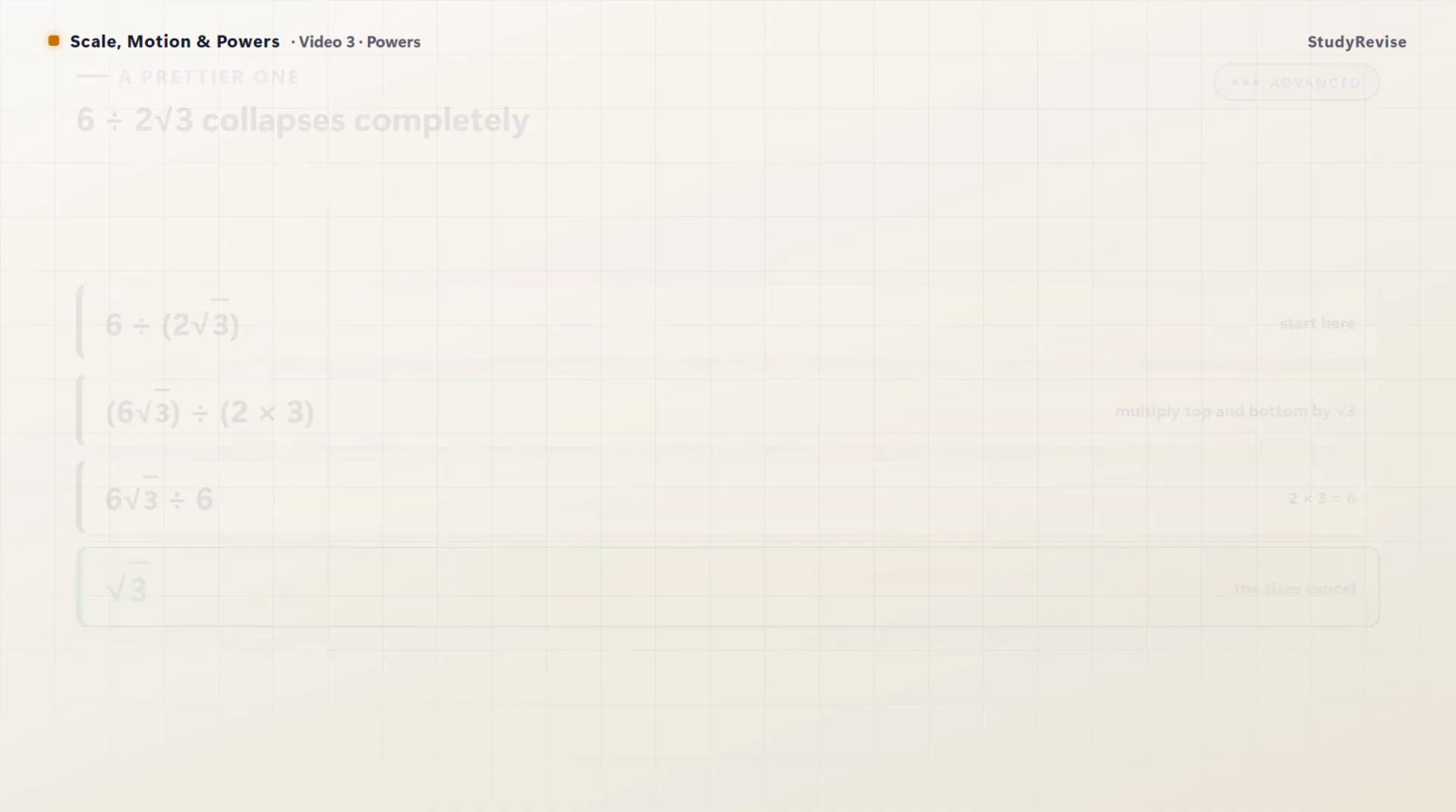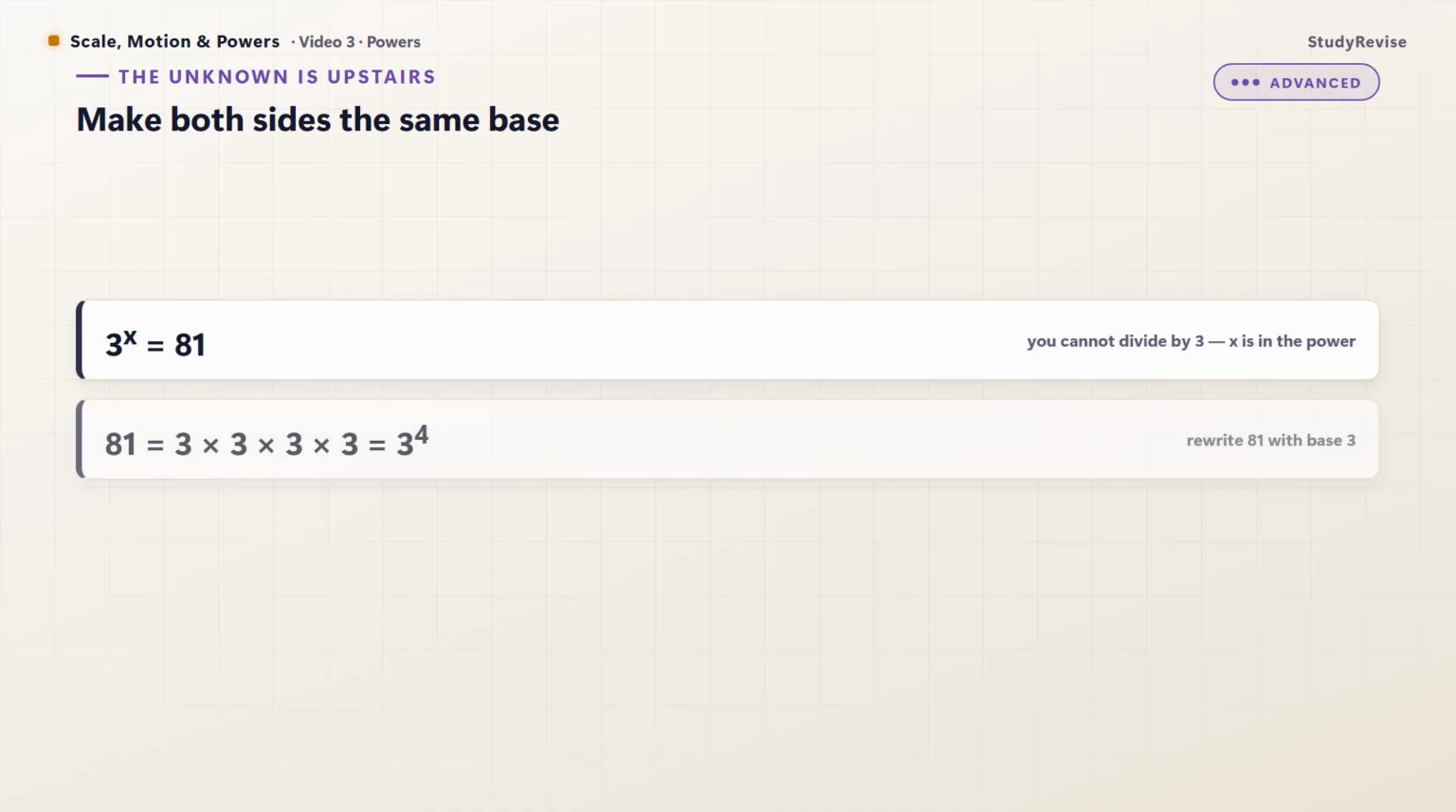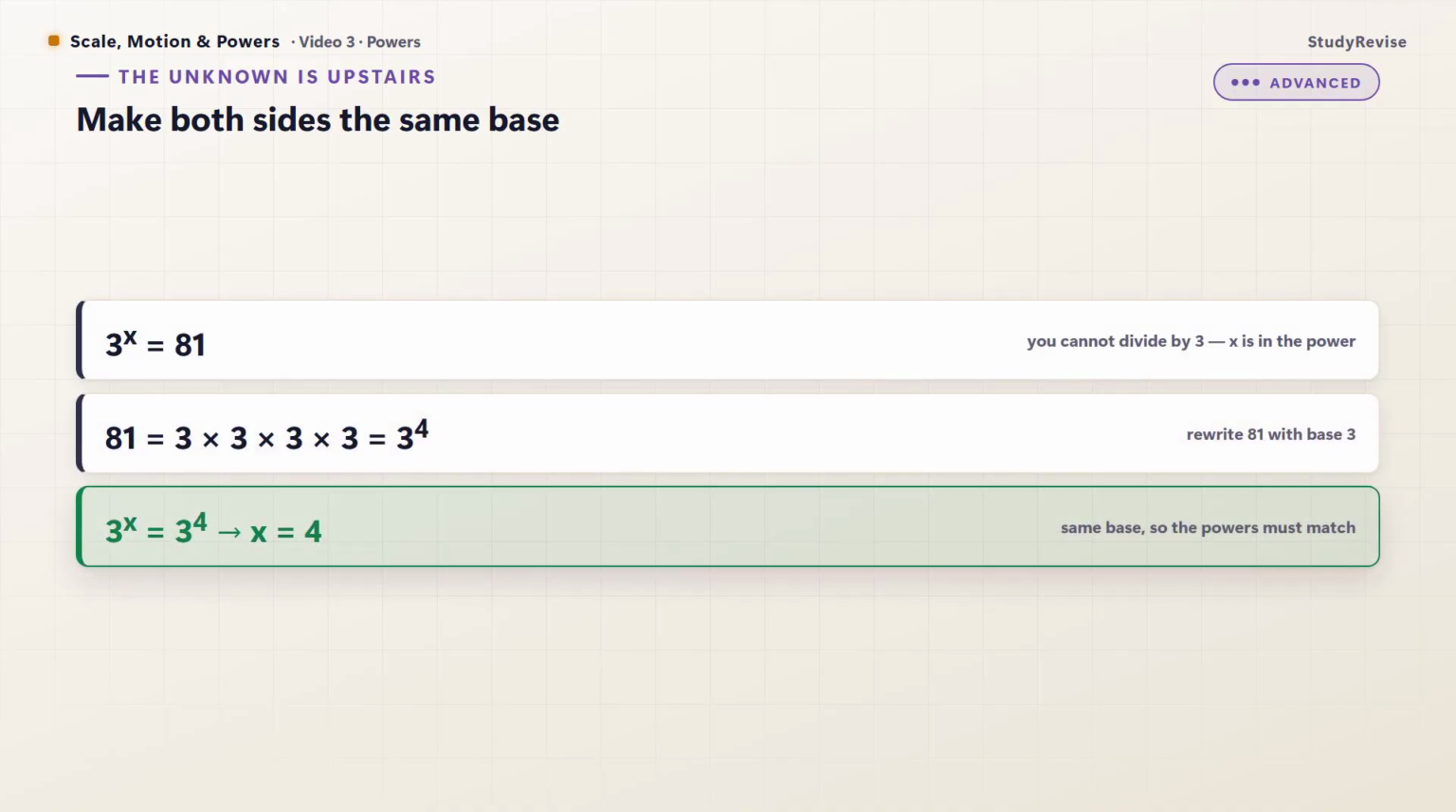Last piece. Solving equations with the unknown in the power. 3 to the x equals 81. You cannot divide by 3 to get at x because x is upstairs. The move is to make both sides the same base. 81 is 3 times 3 times 3 times 3, 3 to the 4th. So 3 to the x equals 3 to the 4th. And if the bases match, the powers must match. X is 4.